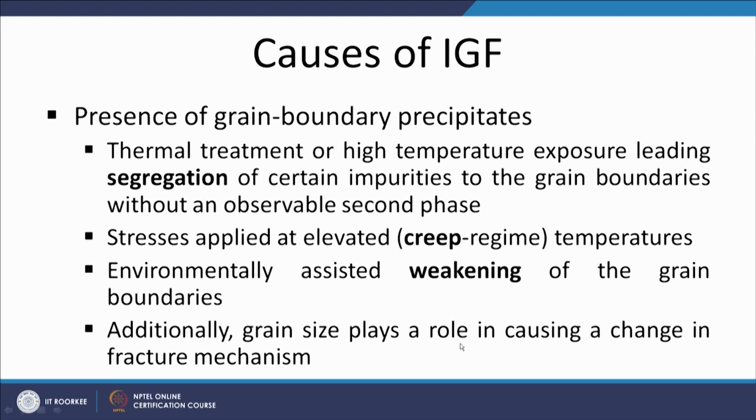Additionally, the grain size also plays a role in changing the mechanism of fracture, especially at high temperature. If the grains are fine, then it will promote intergranular fracture through creep. That is why a coarse grain structure is normally used for those components which will be used at a high temperature.